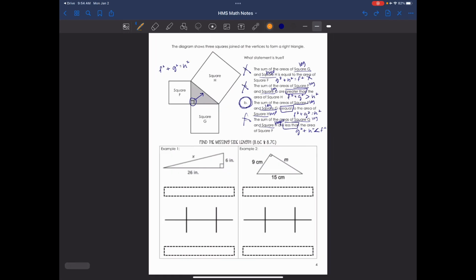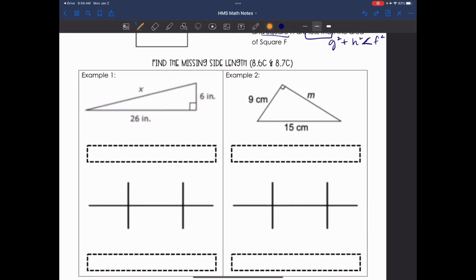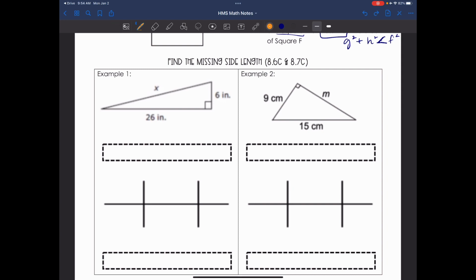So go ahead and flip to page 4. We're going to be at the bottom of page 4. I am going to do the example on the left, and yes, you are on the hook to do the example on the right, but I'm going to try to make it as easy as possible for you. Step 1, we are going to find and label all of our sides.